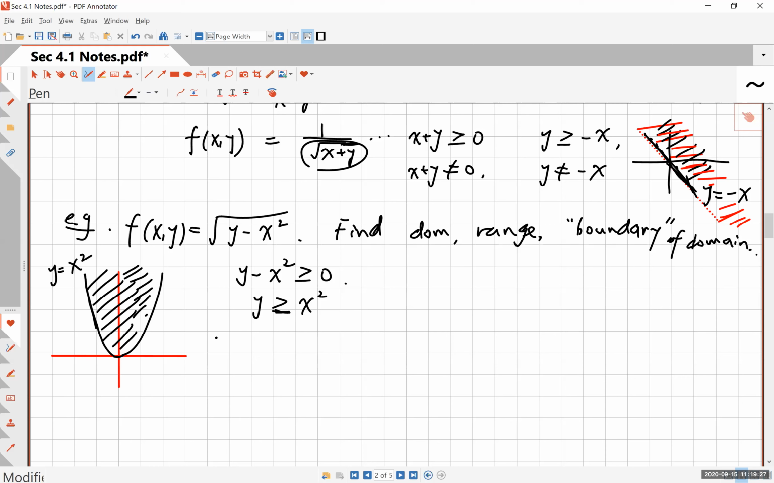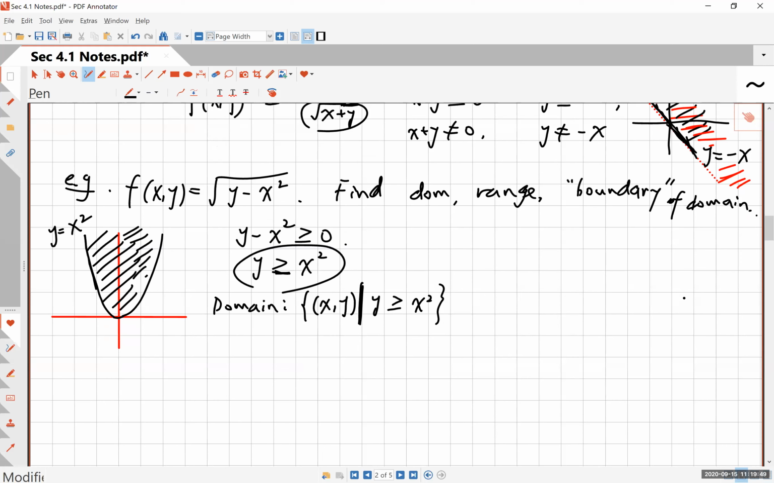Now, technically, if you write this, I'll give you full credit. But if you want to write the mathematically accurate way of what the domain is, you'll say that the domain is a set of ordered pairs, all ordered pairs (x, y), such that, this vertical line means such that, y is greater than or equal to x squared. So this will be the most accurate way of writing the domain. Remember, the domain is always a subset of either R2 or R3 in this context.